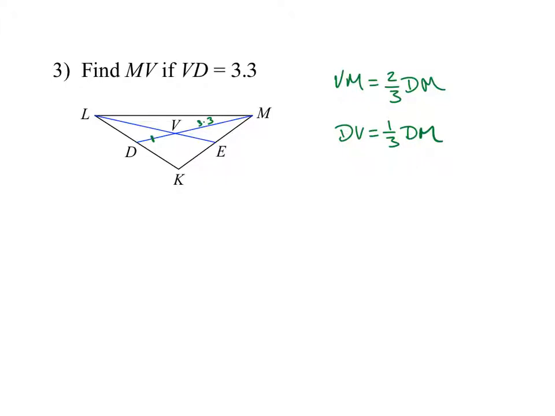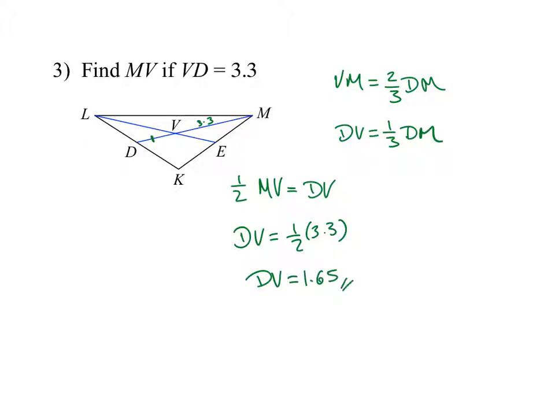So that means that when I have the segment NV, half of NV is going to be equal to DV. So again, this piece right here, the longest part of that median, is going to be double whatever is this small part, right? So if we go the other way around, that means that this is half of that one. So in this case, DV equals 1/2 of 3.3. So that means that DV equals 1.65.